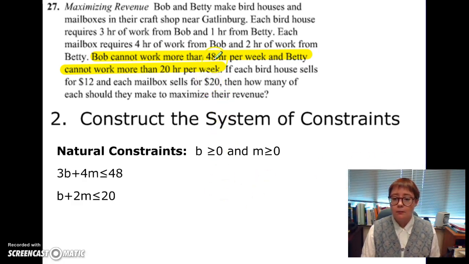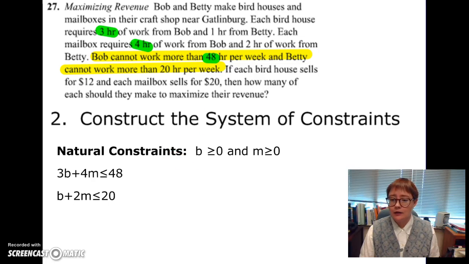Let's start with Bob. Bob can't work more than 48 hours a week. So all of his time working on the birdhouses and working on the mailboxes has to be less than or equal to 48. It says for birdhouses, he works 3 hours on each of them. So 3B is Bob's time on the birdhouses. And for mailboxes, Bob works 4 hours on each of them. So 4M is his time spent on mailboxes. So 3B plus 4M has to be less than or equal to 48. So that's our next constraint.